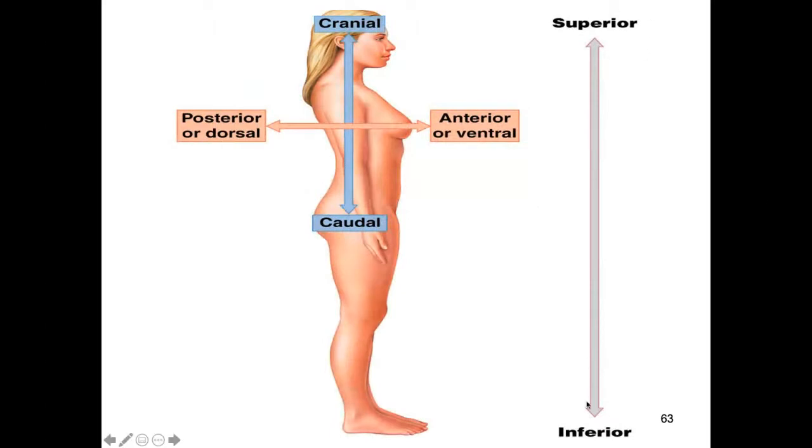Again, here's superior and inferior. When we're moving to the front of the body, it's anterior, also known as ventral. When we're moving behind the body, we're moving posteriorly or dorsal. When we're moving to the head, we're moving cranially. When we're moving to the tail, we're moving caudally. Head, tail, cranial, caudal.